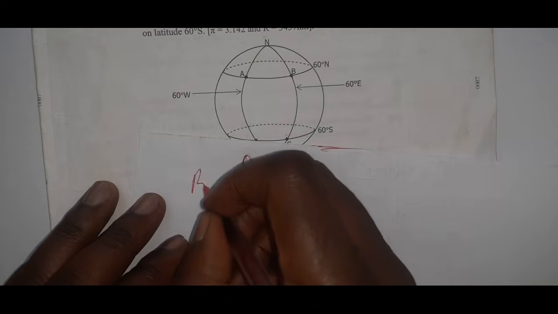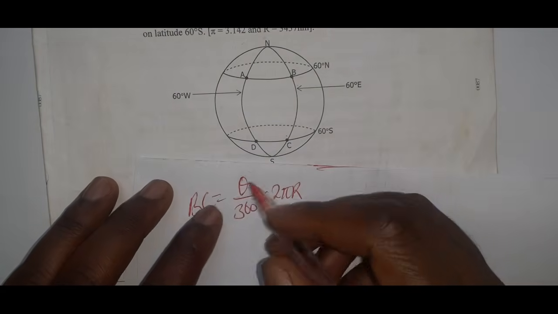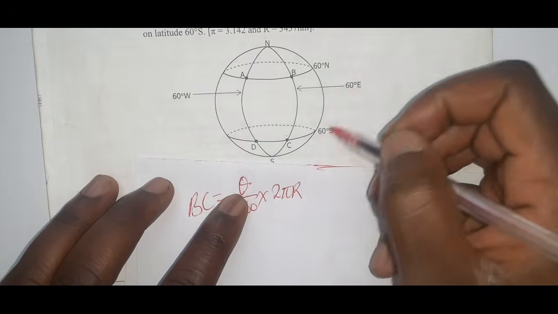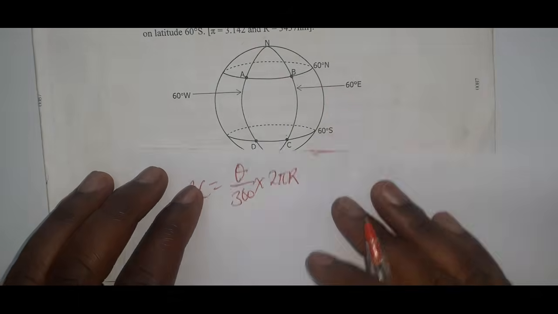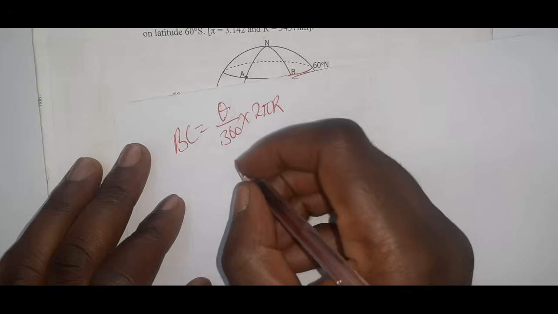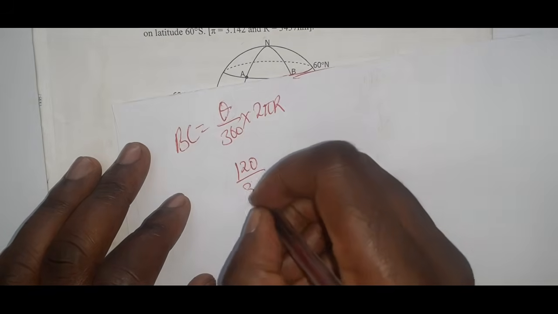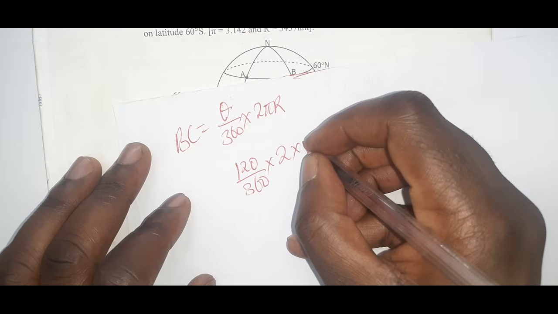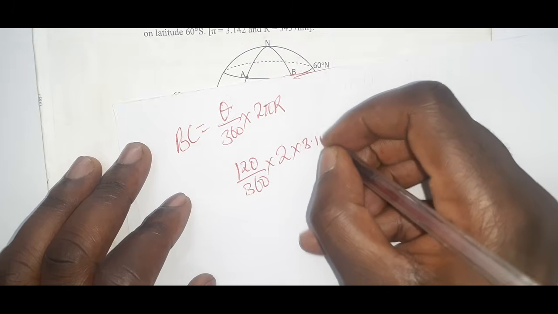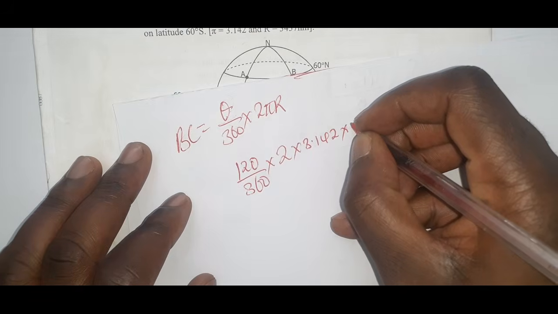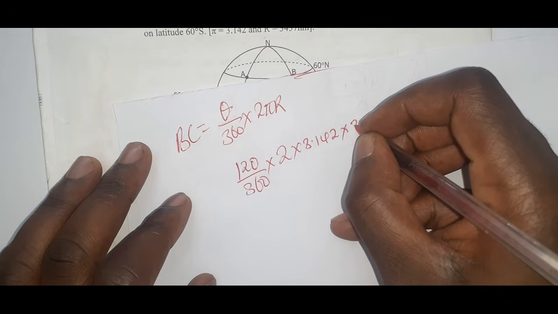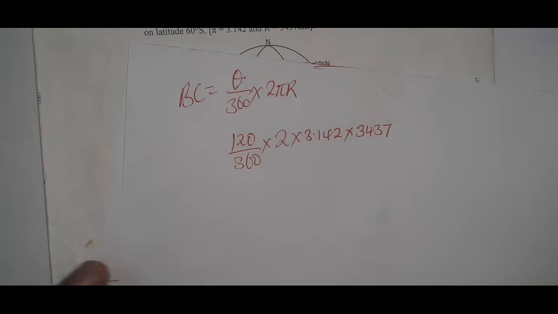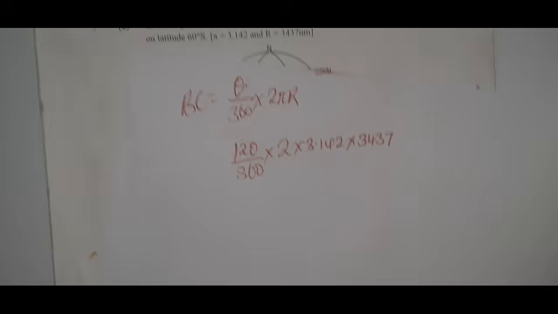So this is our BC. The difference here, which is our theta: when you look at this one, it's south, this one is north. So we need to add these two because they're in different hemispheres. So we're going to get 120 over 360 multiplied by 2 multiplied by 3.142, and also multiplied by 3437. So let's punch this on our calculators and see what we're going to get.